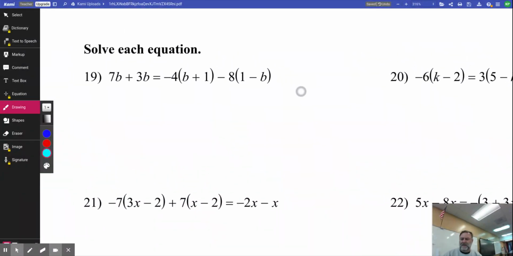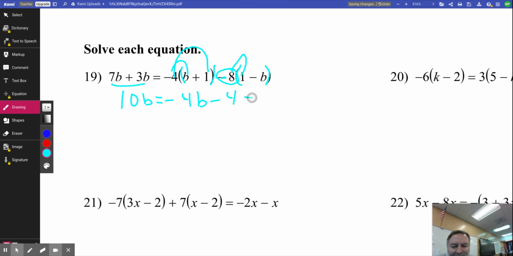And another thing we've done last week is we've solved equations. On this one, you want to get rid of the parentheses first. There's 2 sets of them. But since this is all by itself on one side, I'm just going to combine like terms at the same time. Negative 4 times b is negative 4b. Negative 4 times 1 is negative 4. And then I have negative 8. The sign in front of it goes with it. Negative 8 times 1 is negative 8. Negative 8 times negative b. Negative times negative is a positive 8b.